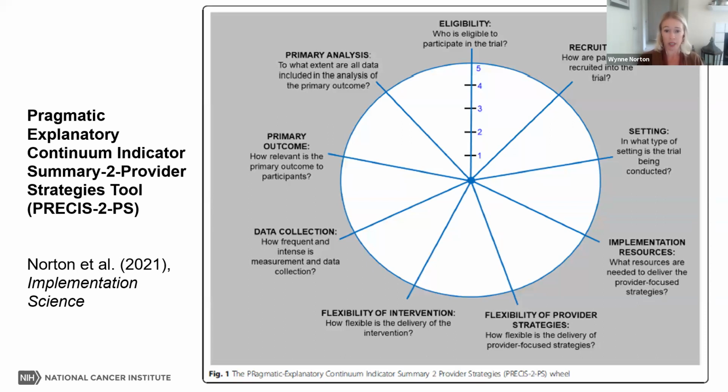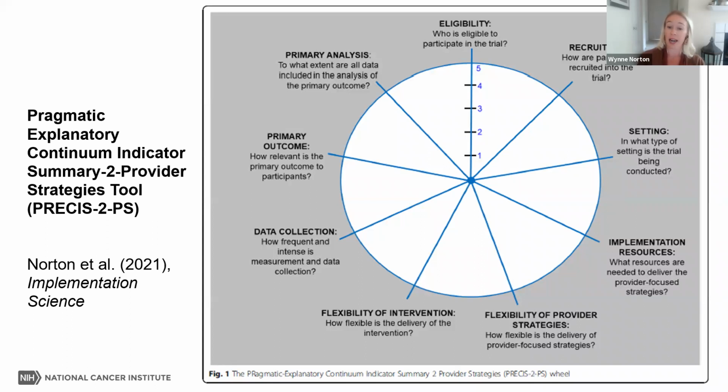And importantly, we're trying to test different strategies to change those providers' behavior, rather than trying to test interventions, practices, programs, drugs, treatments, and so forth, to change patient-level behavior and have an impact on health outcomes.